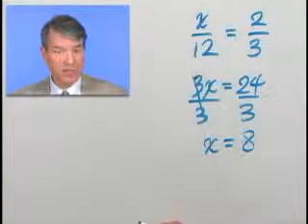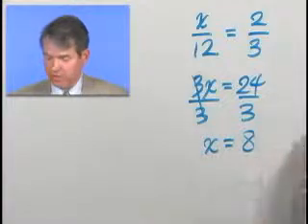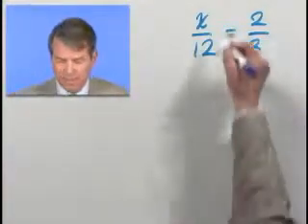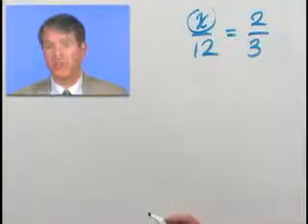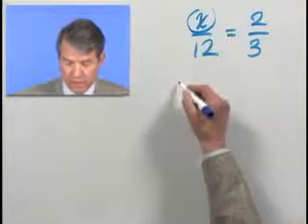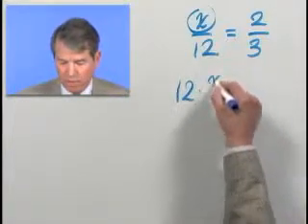If you were paying attention, you might have thought of an alternative. Since I was solving for x, I could simply have used the multiplicative property of equality to multiply both sides of the equation by 12.